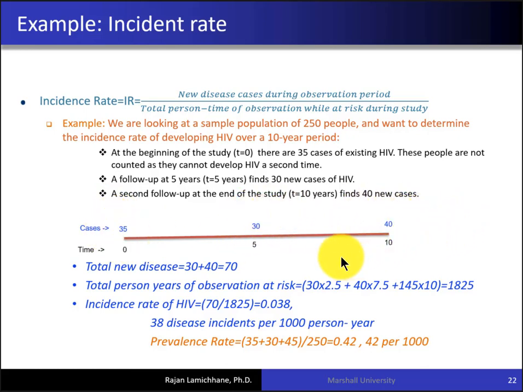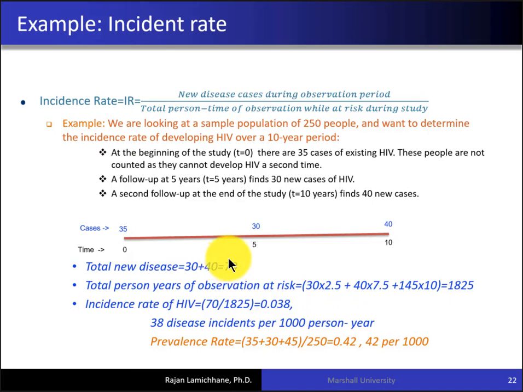Now you need to identify the total person-years at risk of disease. So think about this. For these 30 individuals, even though we diagnosed them at 5 years, we assume that they developed HIV somewhere between 0 and 5 years. And the best number to represent this 0 to 5 years is 2.5 years. So we assume that these 30 individuals were at risk of developing HIV up to 2.5 years. So one person is at risk for 2.5 years, and the 30 persons were at risk for 30 times 2.5 years.